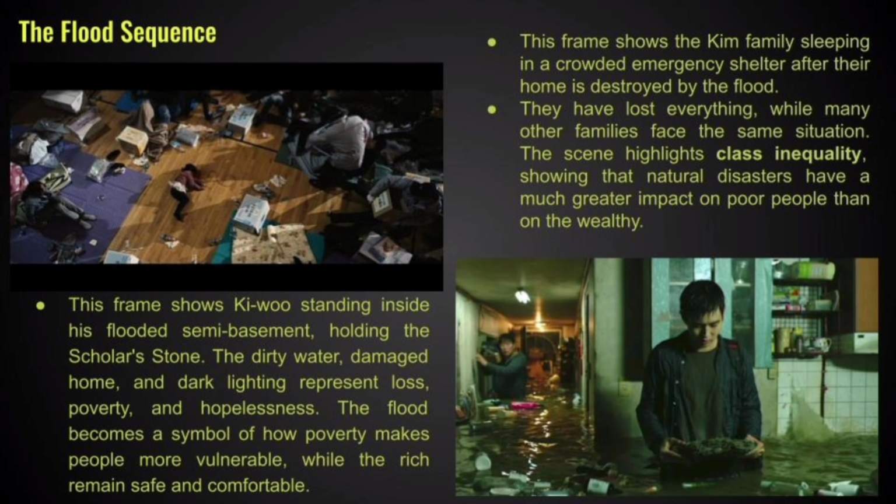The flood sequence is one of the most powerful scenes in Parasite. After the flood, the Kim family loses their home and has to stay in a crowded emergency shelter. This shows that natural disasters affect poor people much more than the rich. In another scene, Ki-woo stands in the flooded basement holding the scholar's stone. The dirty water, damaged home, and dark atmosphere represent loss, poverty, and hopelessness. Through this sequence, Bong Joon-ho shows that while the rich remain safe and comfortable, the poor suffer more.